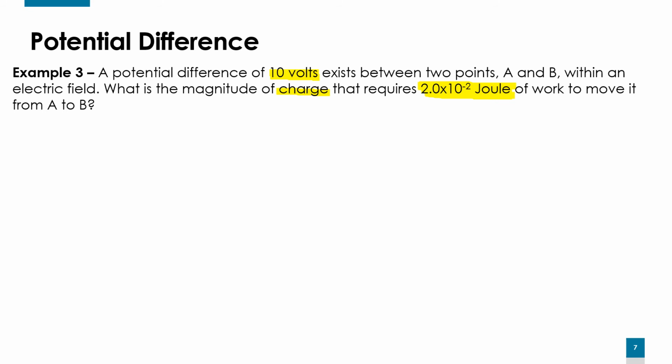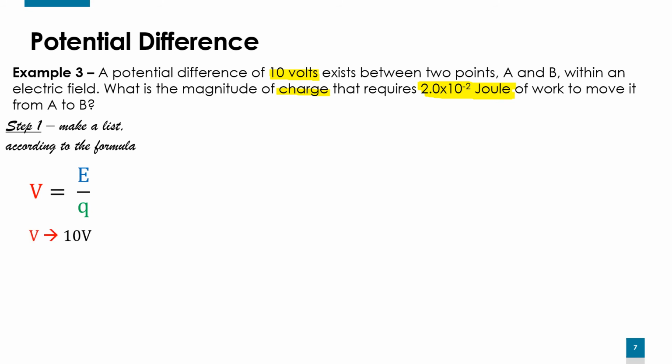Okay, first step, make a list. According to the formula, what do I have? Do I have potential difference? Yes, 10 volt. Do I have energy? Yes, 2 times 10 to the power of minus 2 joule. Do I have charge? No. That's what I'm looking for.